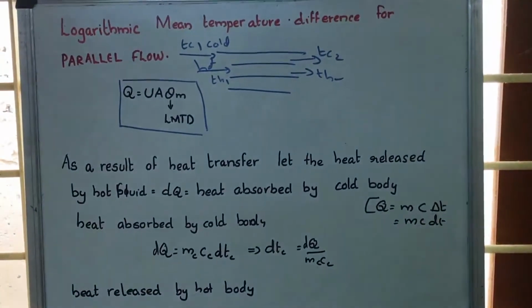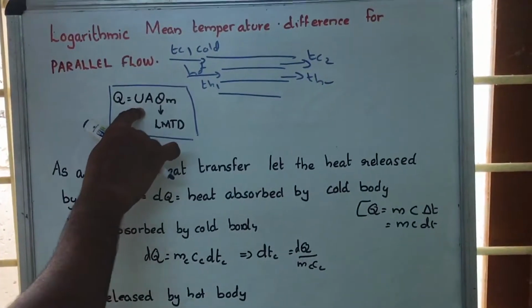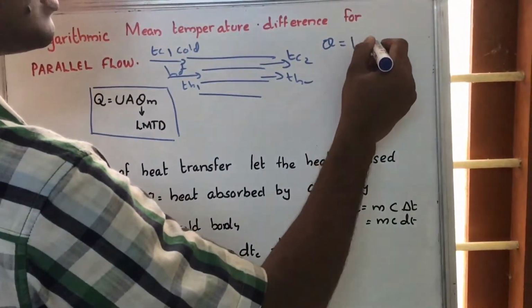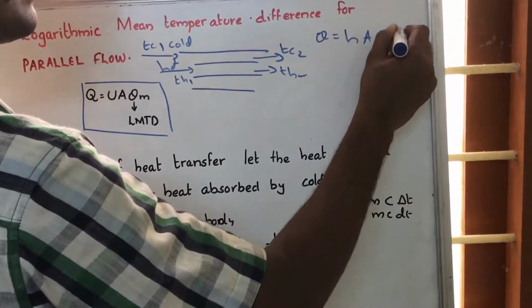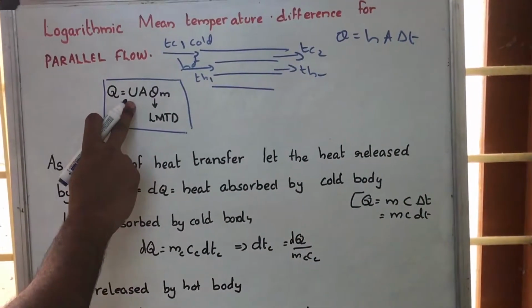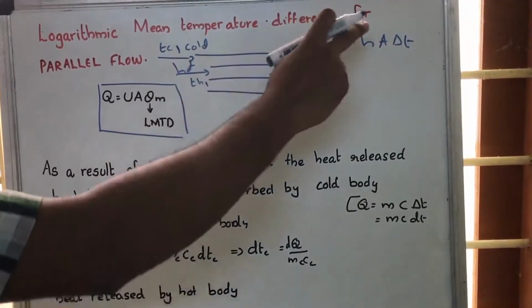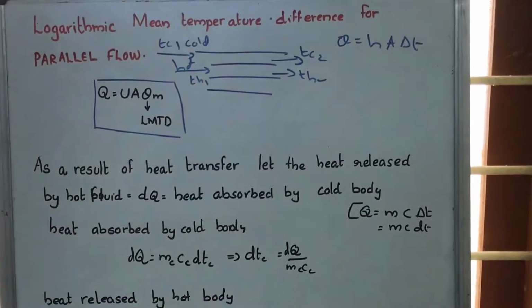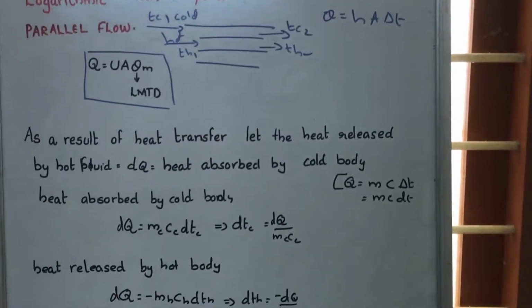UA theta m means where U is the heat transfer coefficient. So we have something like Q is equal to hA delta T. It is something similar to that. Q is equal to U, overall heat transfer coefficient, A, area, and delta T is change in temperature. Here theta m is LMTD. And that's what we are going to define. What is the theta m?